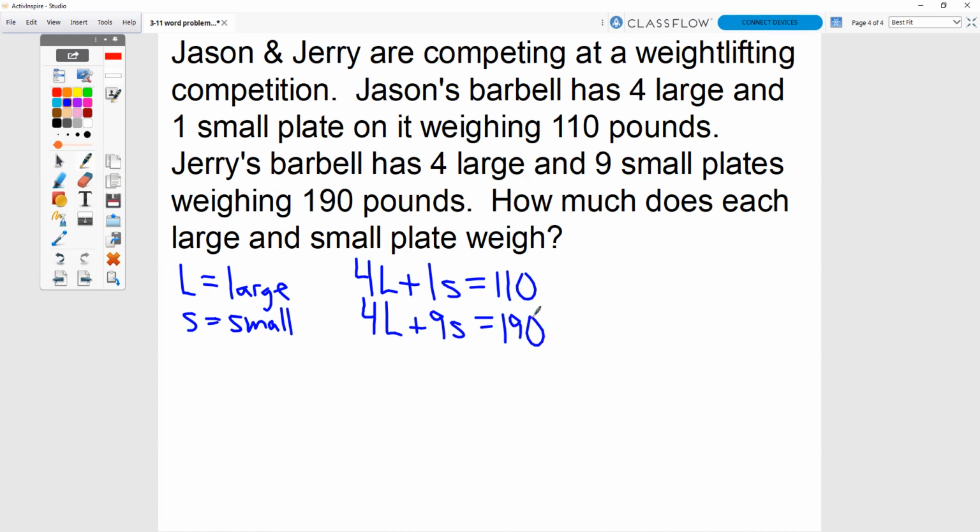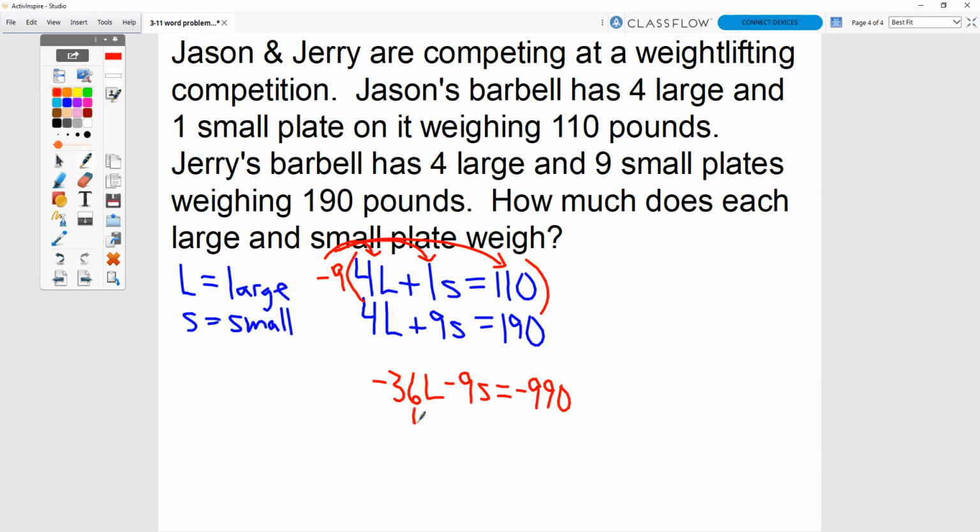So now that I have my equations, I need to multiply to create opposites. I have a 1S and a 9S. The opposite of 9 is -9. So I want to multiply this top equation by -9. Distribute, distribute, distribute. -9 times 4L is -36L. -9 times 1S is -9S. -9 times 110 is -990.